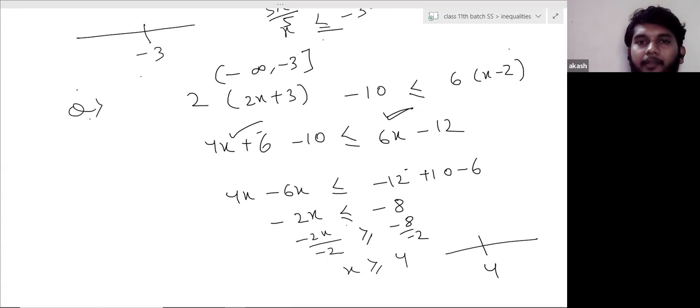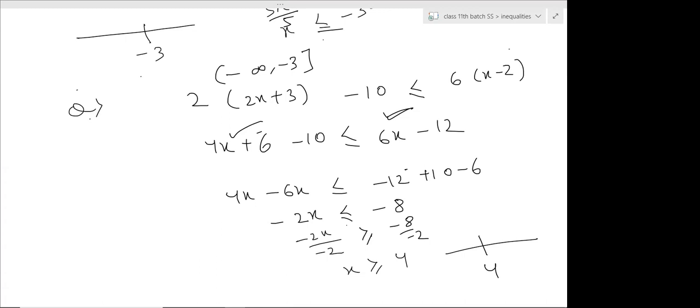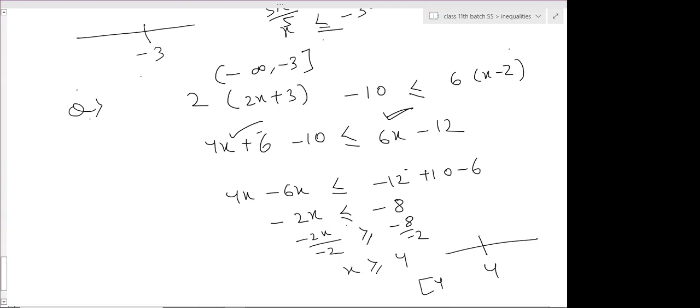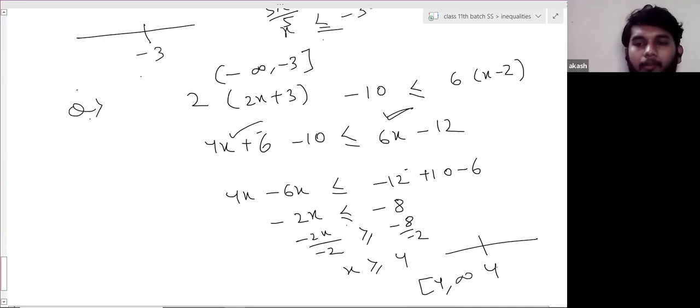Iram, how to write this in interval? Close bracket 4, all right, comma, infinity. Why not minus infinity? We need x is more than 4. So if you move forward, you will reach infinity, right?